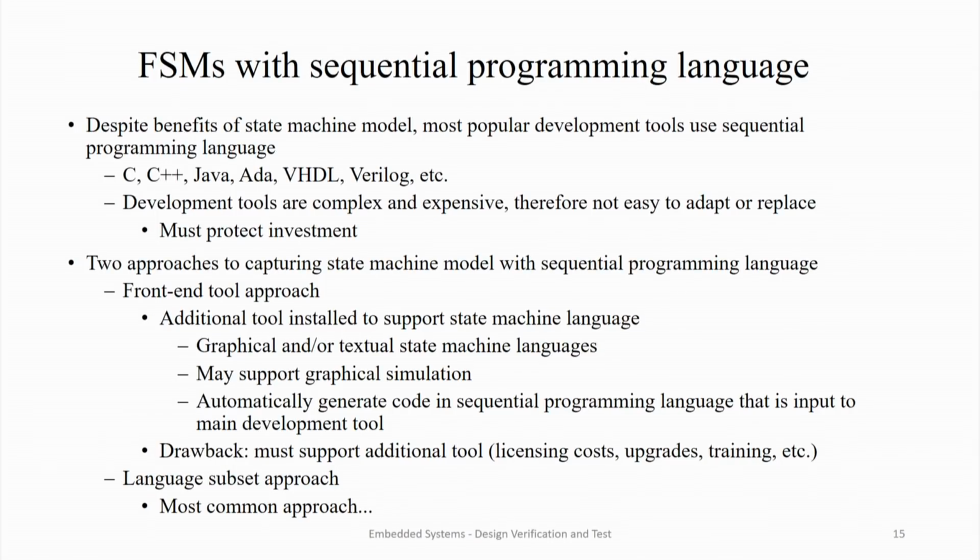And there will be an automatically generated sequential programming language code that is input to the main development tool. Okay. So, we have this front end tool, which takes it to the sequential program model automatically. The front end tool is a diagrammatic tool. You have a compiler for this diagrammatic front end tool, which will automatically generate the corresponding sequential program model, and that sequential program can then be fed to the main tool, which will take it to the further levels of design. Now, what is the drawback of this approach?